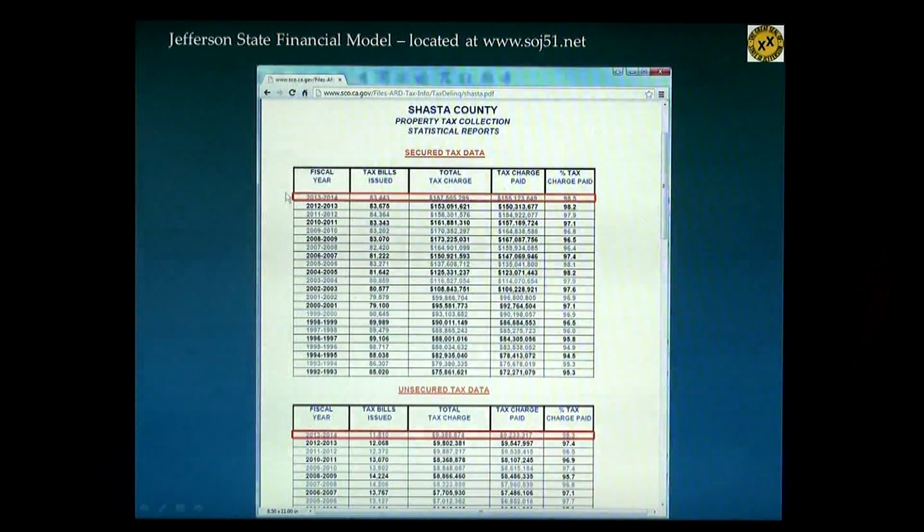We have 2 red-lined items, both for the secured tax, your basic property tax, and the unsecured portion, which is down below. We'll see that even though you have a number of tax bills issued, taxes that are charged, only a certain percentage of taxes are paid. That's what we use, the actual paid portion of both secured and unsecured taxes.